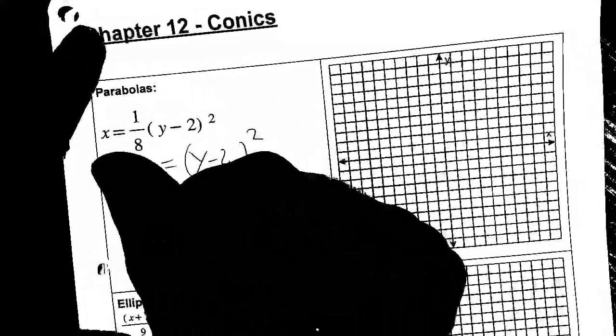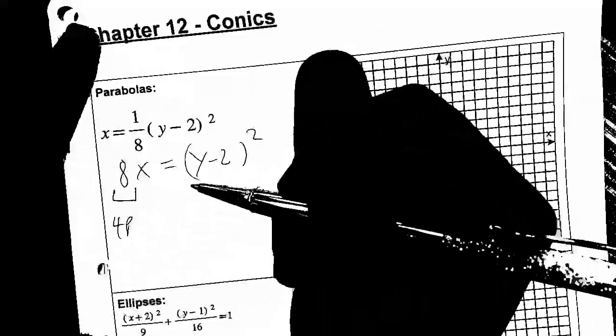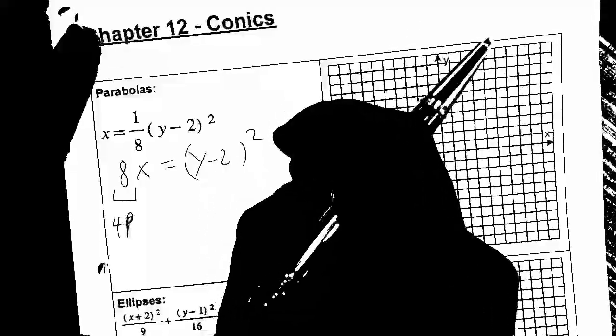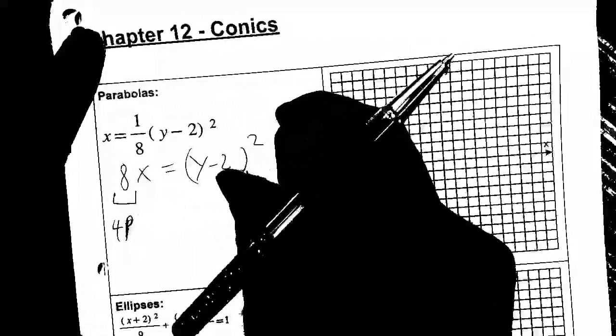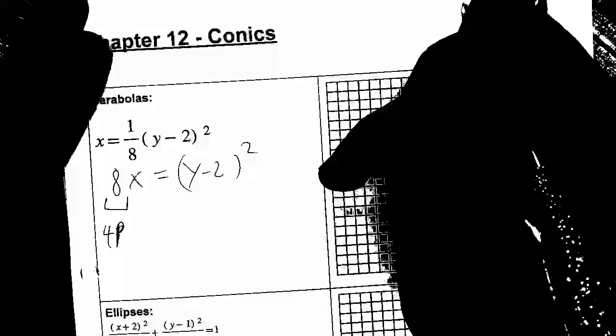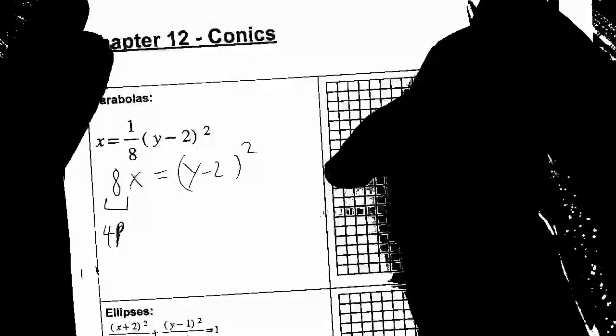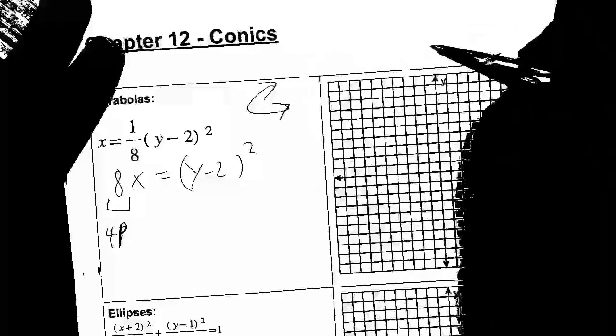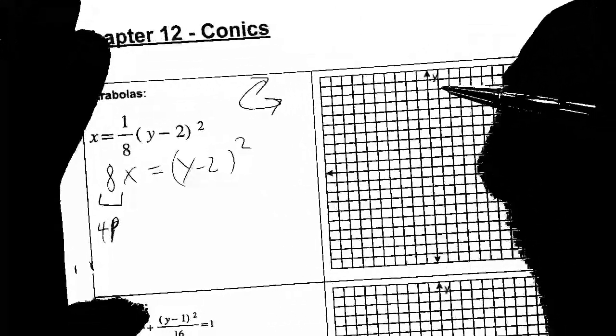This is 4p, right? What does this look like, this parabola? Is it going up, down, left, right? It's going right. It's going to the right, right? Because y is squared and p is positive, it's going to be going to the right. Okay. What's my vertex going to be?